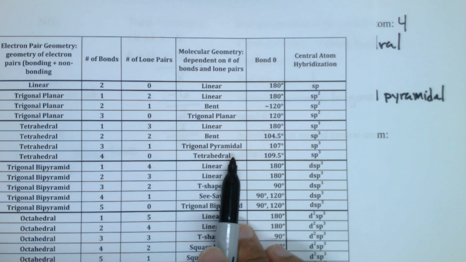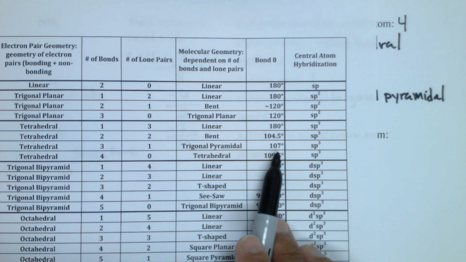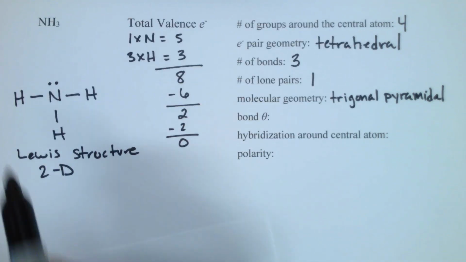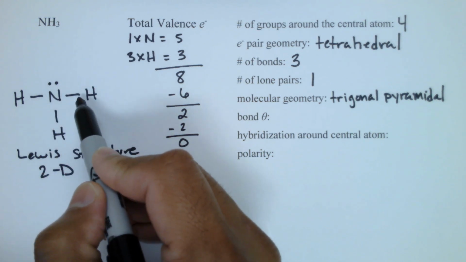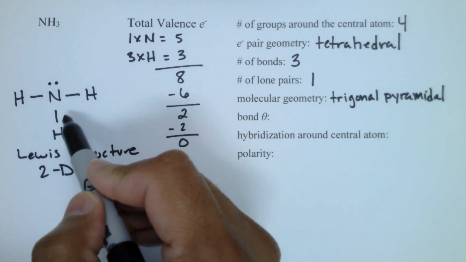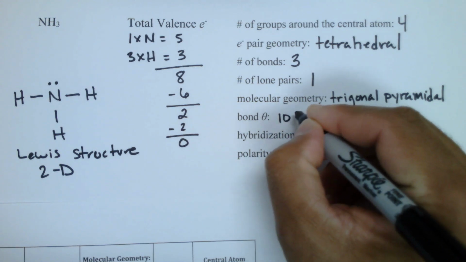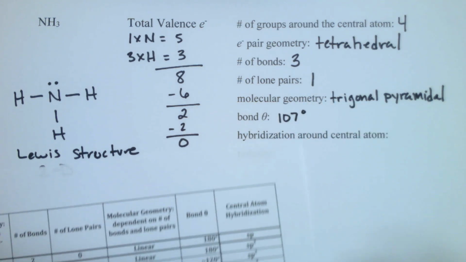Now, tetrahedrals will have a 109.5 degree bond angle, but because that lone pair takes up some space, that's going to squeeze the angles just a little bit here. So we're going to call this 107 degrees.